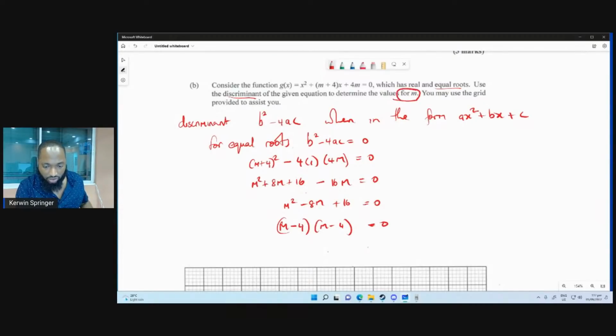To determine the values of m which has real and equal roots, m is just 4. M is just negative 4. M only has one value. Yeah, so m is therefore, well, m is positive 4, sorry. M is equal to 4.